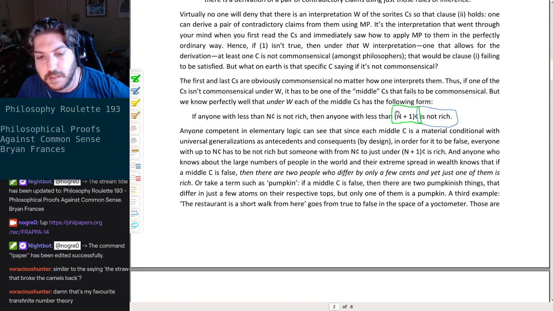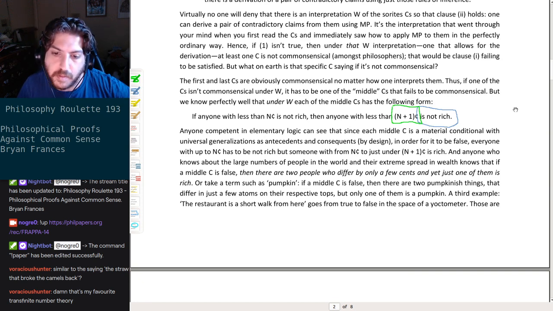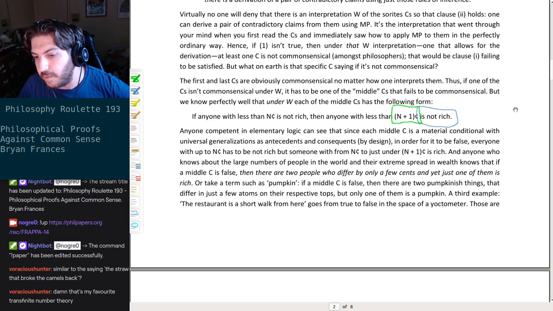Anyone competent in elementary logic can see, since each middle C is a material conditional with universal generalizations as antecedents and consequents by design, in order for it to be false, everyone with up to n cents has to be not rich, but someone with n cents to just under n plus 1 cents is rich. And anyone who knows about the large number of people in the world and their extreme spread in wealth knows that if a middle C is false, then there are two people who differ by only a few cents, and yet one of them is rich.